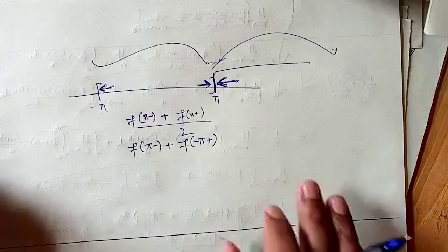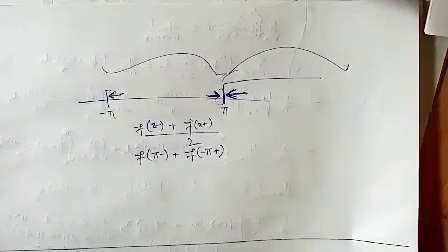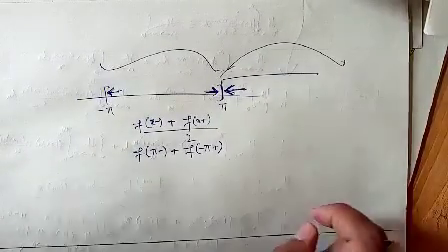Okay, that finishes our Dirichlet's criterion for the pointwise convergence of the Fourier series. Okay, let me conclude it here.